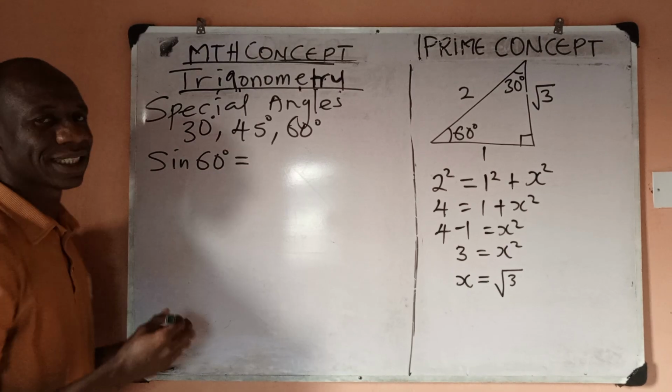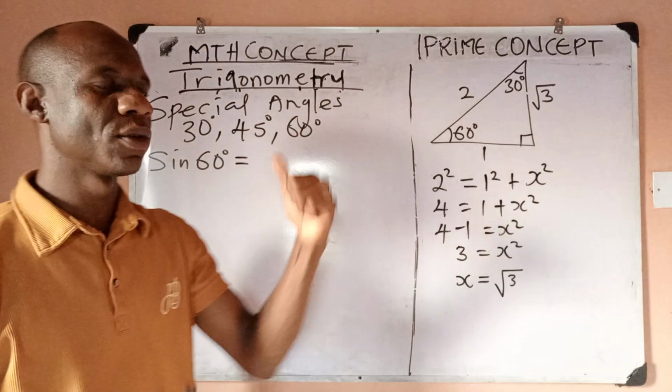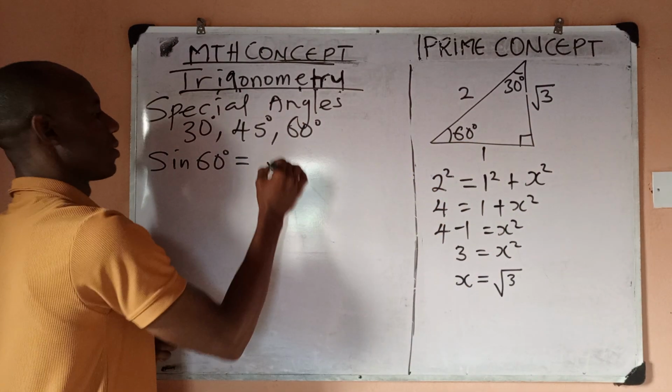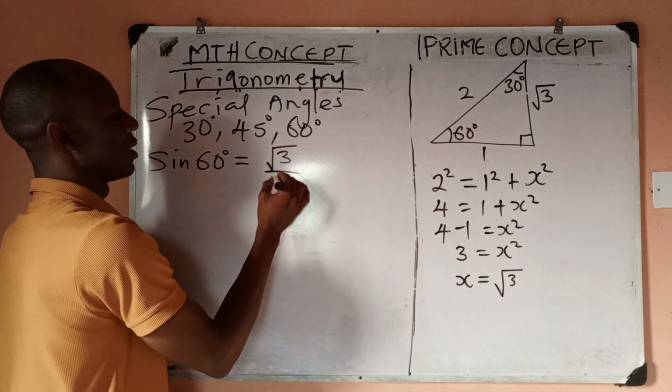Sine 60. Remember, sine is opposite over hypotenuse. So what is opposite to 60? It is root 3. So sine 60 is going to be root 3 over 2.